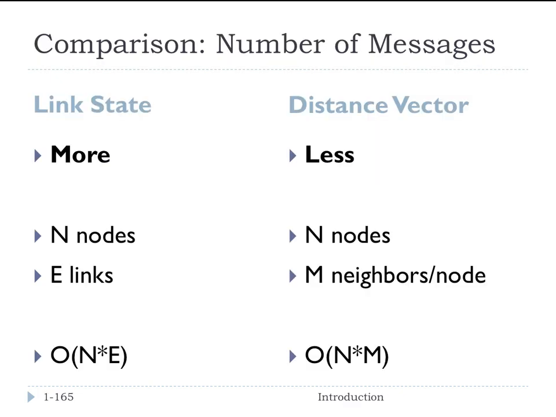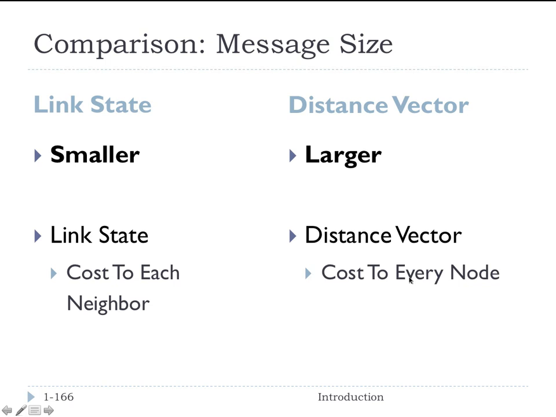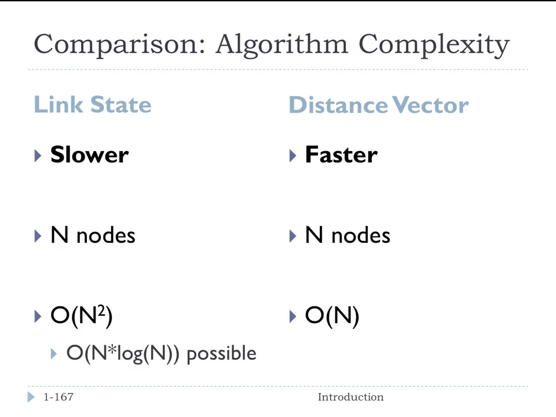All right, let's sum up this comparison. We looked at this a little bit, but on number of messages, link state is more, distance vector is less, and you can look at how I estimated the complexity of that in terms of the number of nodes. The message size, we already hit on this. Link state is smaller, distance vector is larger, but we have to send more messages. In terms of complexity, link state is n squared or possibly n log n, whereas distance vector would be faster because you just have to compare something on the order of the number of nodes, which is a whole distance vector.